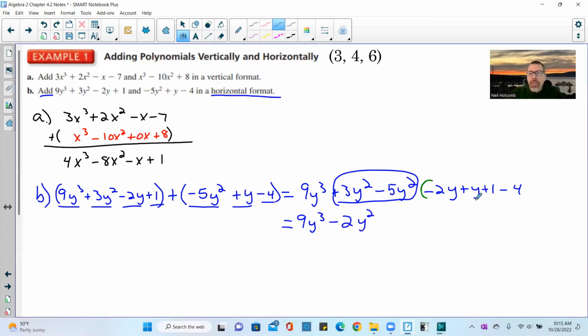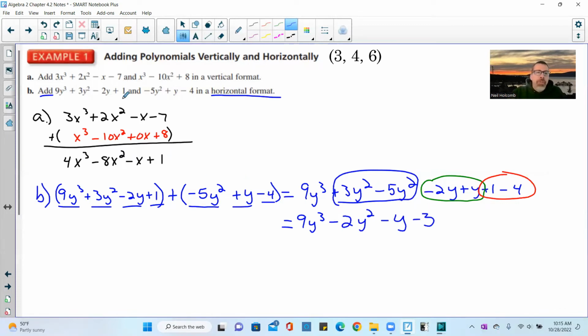We then have these two here, which is a negative 2y plus y, or 1y plus 1y, so that's going to be minus 1y, or just simply minus y. And then finally, our last terms are constants, and it's 1 plus a negative 4, which is negative 3. So my answer to this is 9y cubed minus 2y squared minus y minus 3. So that's how you do it horizontally.